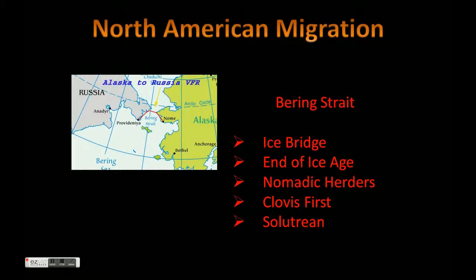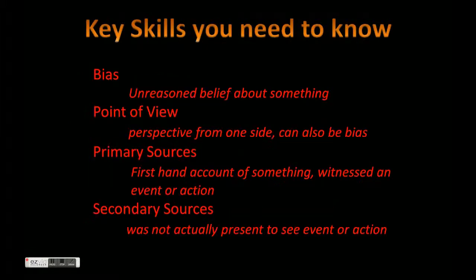Once they came across, the ice melted, and now they're all trapped here. They're trapped in North America, and that's how North America came to be populated. That's one of the theories. One of the questions is, well, why did they come here in the first place? Most of the people during this time period were nomadic herders, and they were following food sources. So they followed food as they came across this Bering Strait, and then the ice melted. Now they're trapped here. That's one theory, Clovis first. The other one we're going to take a look at briefly today is the Solutrean theory.